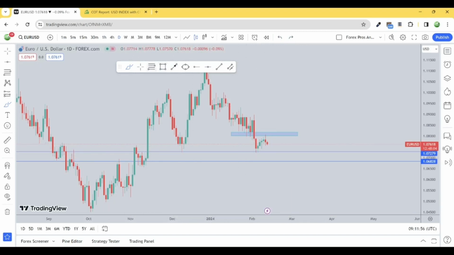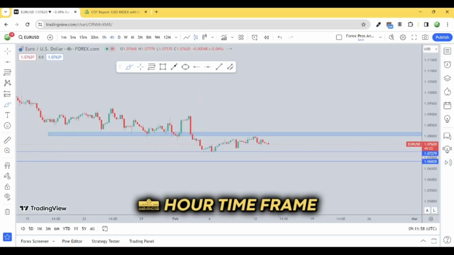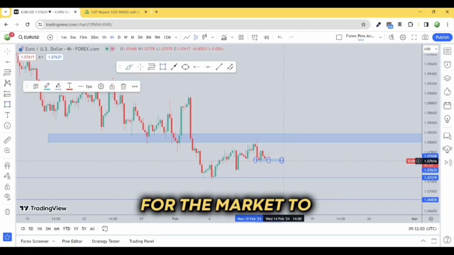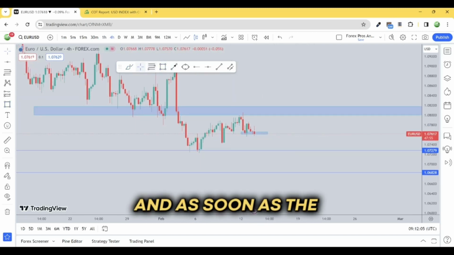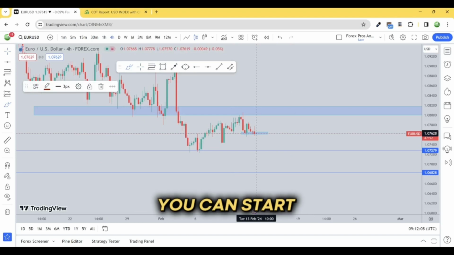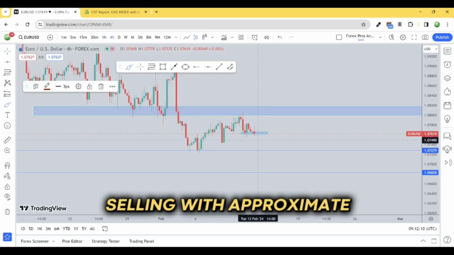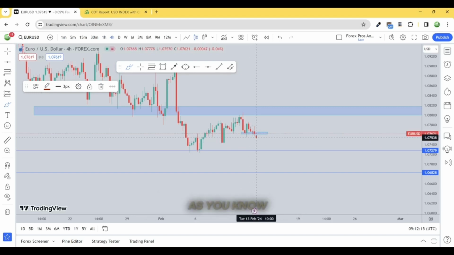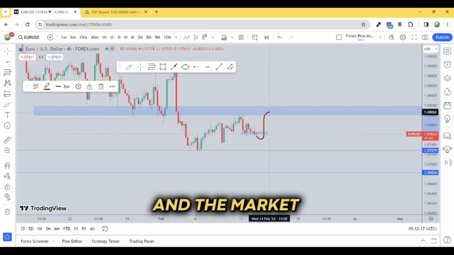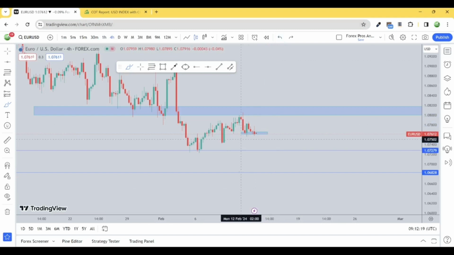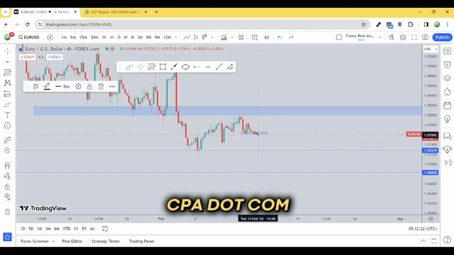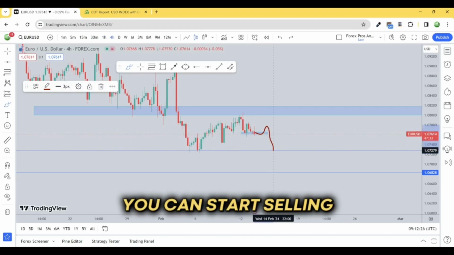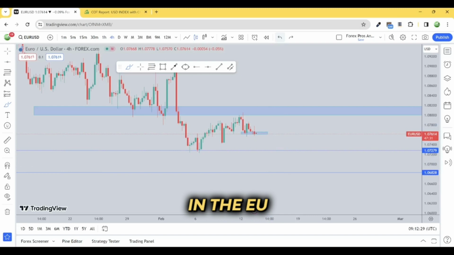If you take the trade right now based on the 4 hour time frame, you will be waiting for the market to break this area. As soon as the market breaks this area, you can start selling with proper caution, because this might be a fake breakout. As you know, CPI is coming and the market might go all the way towards the upside. If CPI data comes and you see that the market is making an upward move but not that strong, you can start selling and you can get some good profits in the Euro USD pair.